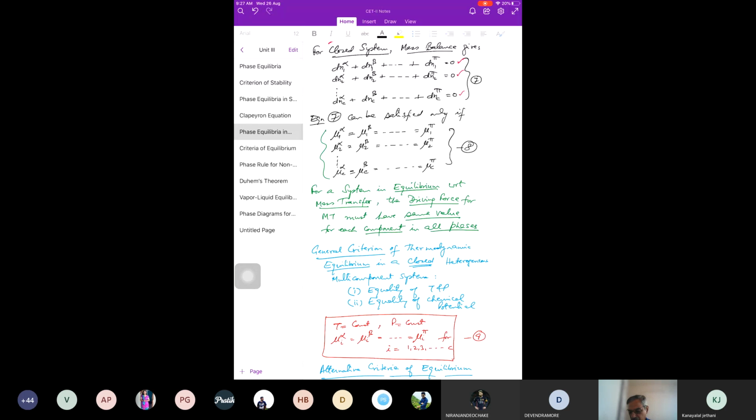The first two conditions we have seen before, temperature and pressure equality, for heat transfer and fluid flow, and the third one we are adding is mu I alpha is equal to mu I beta is equal to mu I pi for component I equal to 1 to C. So this is our criteria of thermodynamic equilibrium in a heterogeneous multi-component system. Equation 9. Any questions on equation 9?